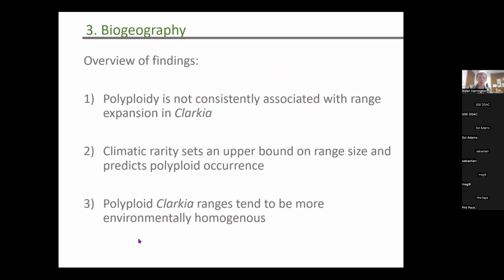So just to overview these findings, polyploidy is not consistently associated with range expansion in Clarkia. Climatic rarity does seem to set sort of an upper bound on range size and does predict polyploid occurrence. And polyploid Clarkia ranges tend to be more environmentally homogeneous. So altogether, these results suggest that shifts in range for polyploids represent a realization of an alternative niche, which may be constrained in part by the effects of cell size and by the availability of the niche on the landscape.